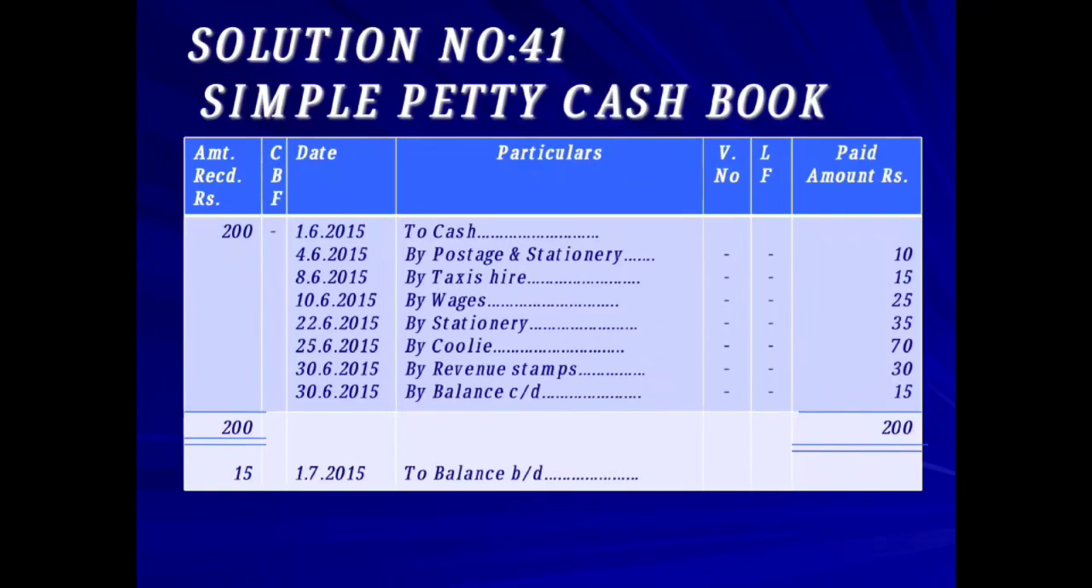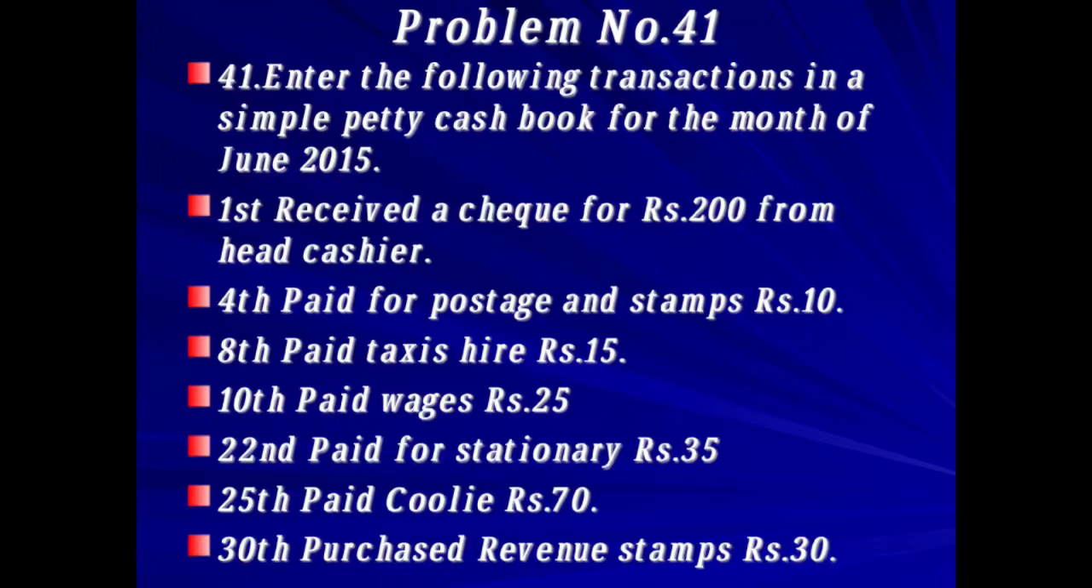Now the first entry, we have received the cash. So the entry will be recorded in particulars as 'To cash', and since we have received, you have to record ₹200 in the amount received column. Rest all are payments, which you have to record in the amount paid column, but only the receipt will be recorded in the amount received column. So we have recorded the first entry, amount received ₹200 on 1/6/2015.